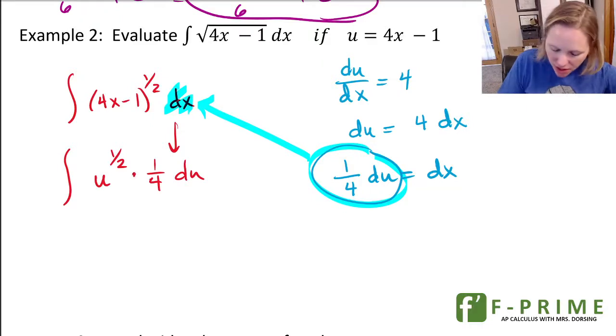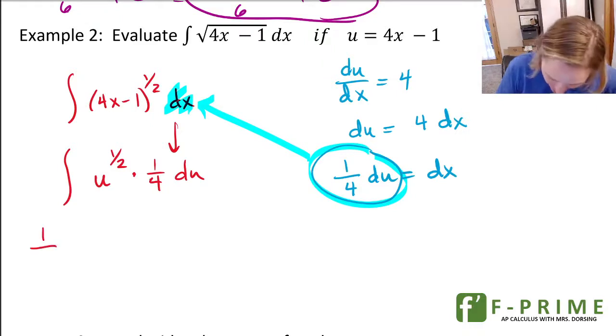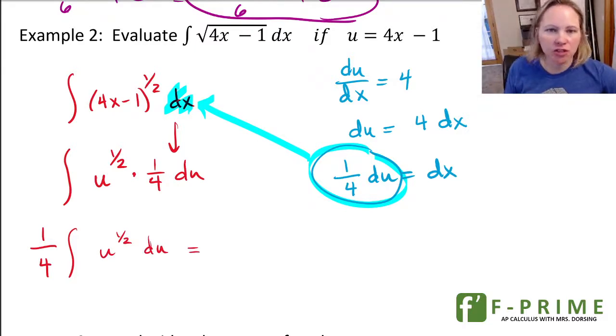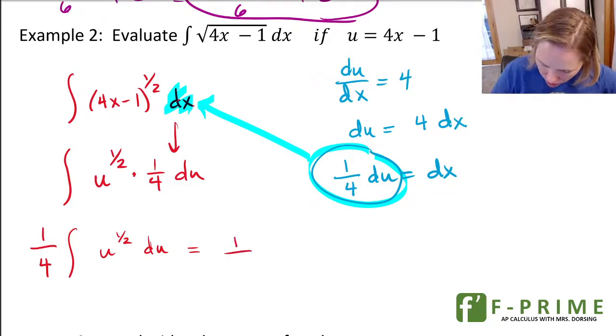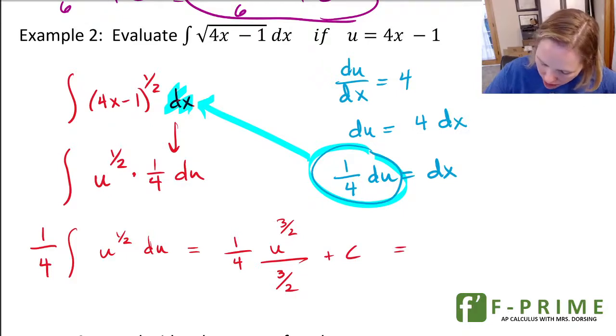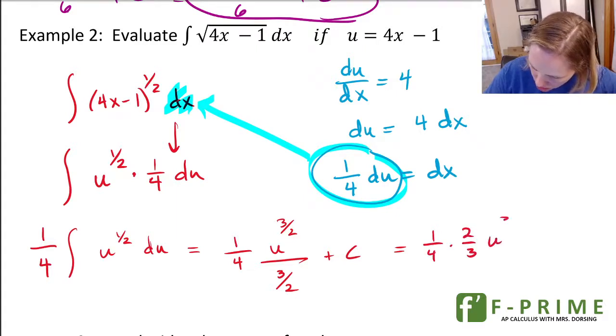Now here's where pulling out the constant is going to be really helpful and make me happy. I'm going to pull the constant out, and now I have u to the 1/2 du. And now I have a much easier function to find the integral of. So I'm going to keep the 1/4 out here, and then for u to the 1/2, I'm going to add 1 and divide by the new power, plus c. And I'm going to deal with my 3 halves there. So this becomes 1/4 times 2/3 u to the 3/2 plus c, which is 2 over 12 or 1/6.